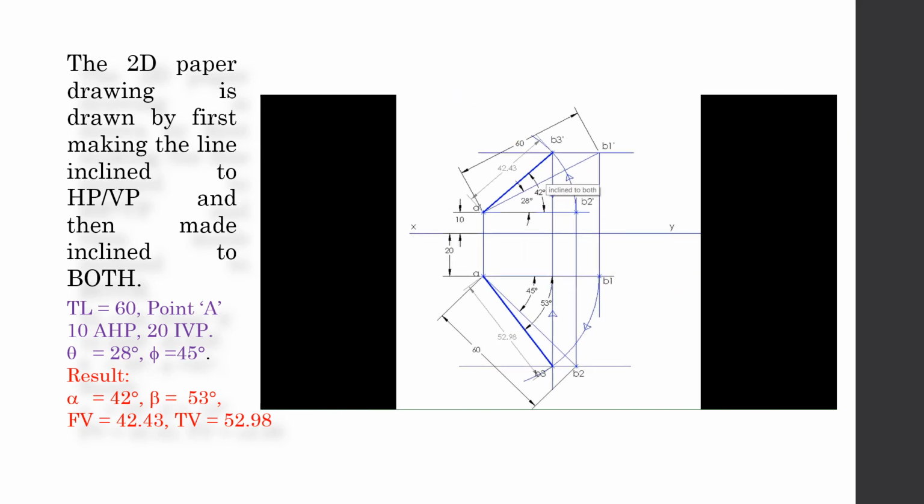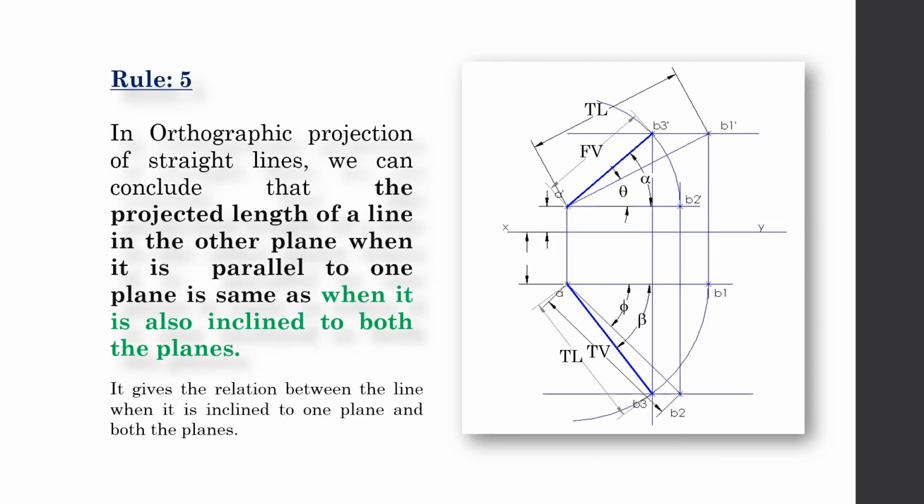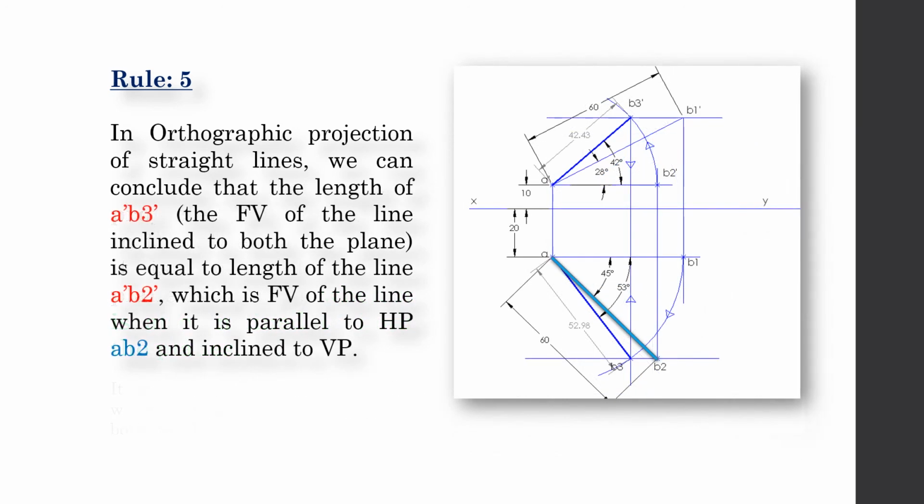Please keep in mind that it consists of 4 stages, one over the other, overlapped. From this we can come to a conclusion that in orthographic projection of a straight line, the projected length of a line in the other plane when it is parallel to one plane is the same as when it is inclined to both the planes.